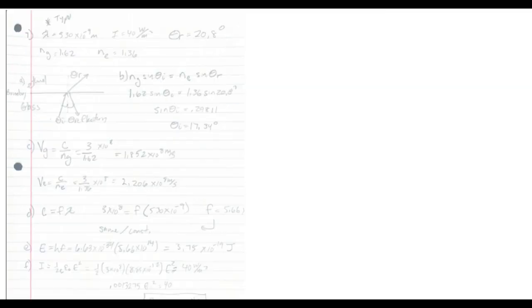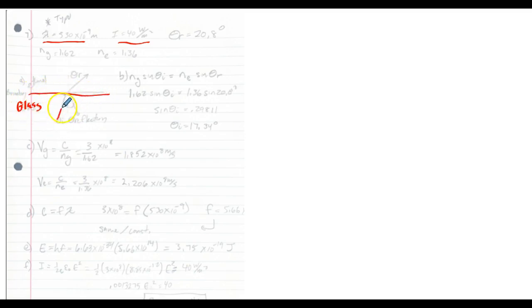Okay. So the last question here is another one that has a typo. In the problem, it says light has a frequency of 530 nanometers. That's actually the wavelength. So that's a typo. I will mention that in class. The intensity of the light is 40 watts per meter squared. And it says it travels from flint glass. So this is the glass part down here.